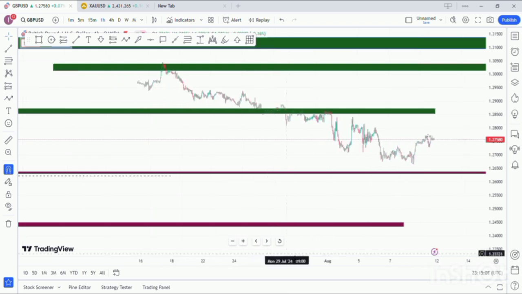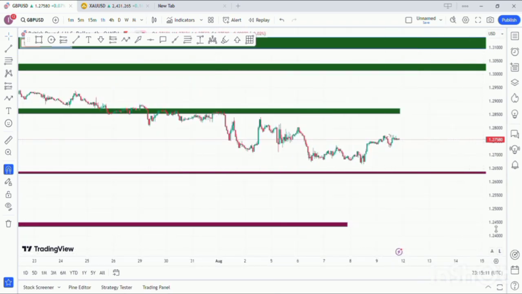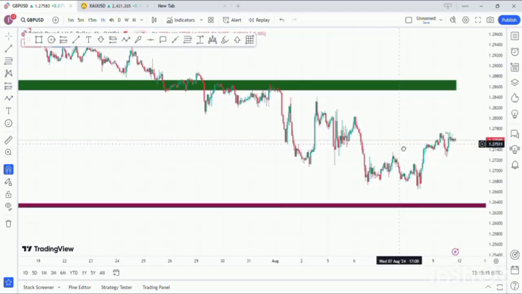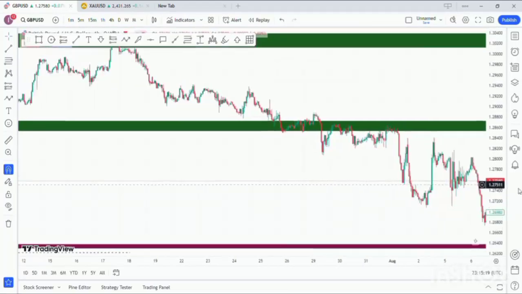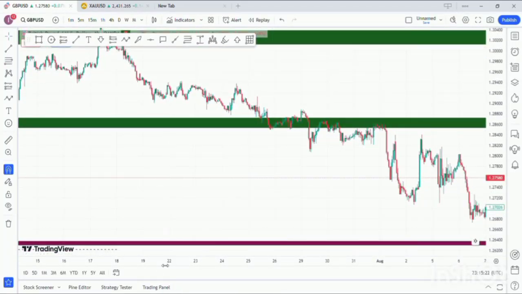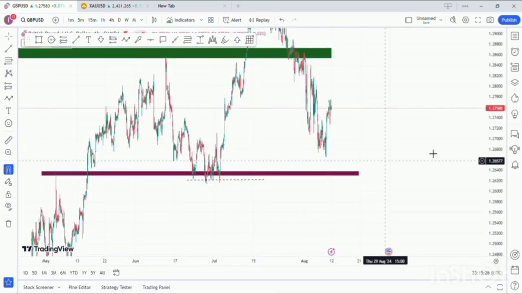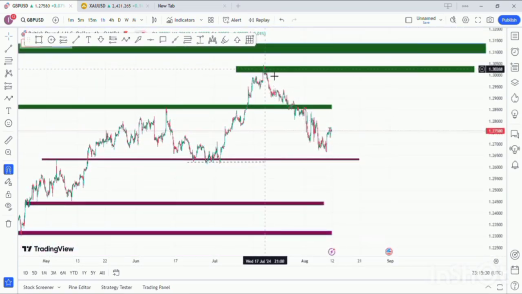Alright, so right here on the 1 hour time frame for GBPUSD, as you can see, the zones are now very visible. The zones are now very clear. So right here on GBPUSD on the 1 hour time frame, you can see that price is currently moving downward from this high.